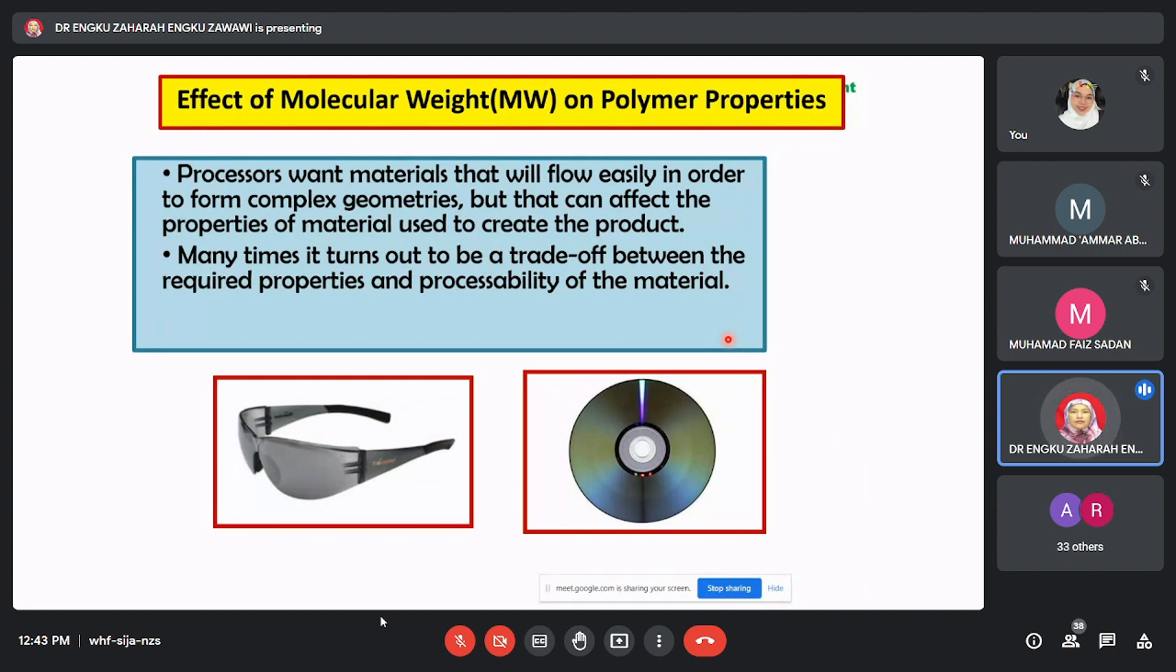Okay, so processors want material that will flow easily in order to form complex geometry during the processing of polymer, but they can affect the properties of the material used. Many times it turns out to be a trade-off lah. Dia akan either you dapat ni atau you lost ni. Okay, so many times it turns out to be a trade-off between the required properties and processability of the material.